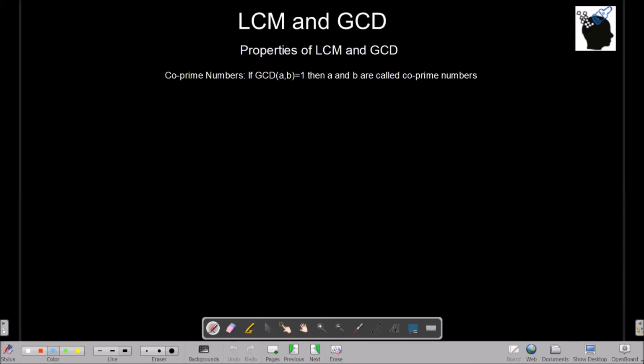Now if the GCD of two numbers is 1, that means those two numbers are co-prime. Example, let's take the GCD of 2 and 3. Now we know 2 and 3 don't have any factor common apart from 1. That means 2 and 3 are co-prime numbers. So if you know the GCD of two numbers is 1, that means those two numbers are co-prime numbers.